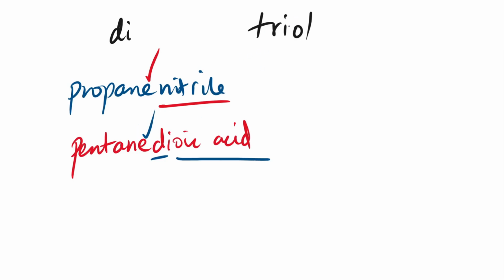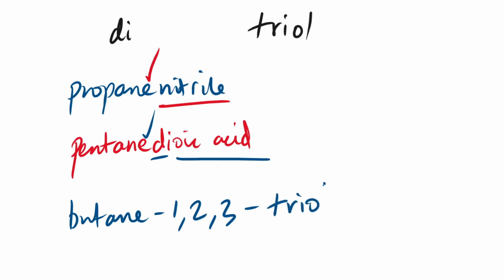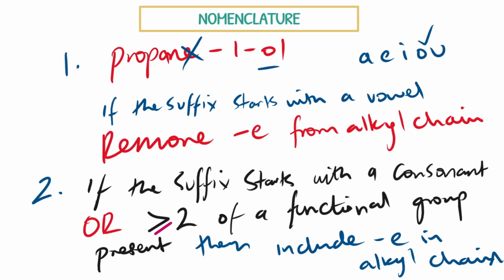Okay, so let's go for a try this time, okay? So let's look at butane. I'm going to put the position of the hydroxyl groups here. So 1, 2, 3 is just going to be my example. And then the end of the name, the suffix is going to be triol. Okay, 3 hydroxyl groups. So it's a triol present, so we keep the E. Okay, simple as that, guys. Do your best to remember these, and it should make naming molecules in the IUPAC system a hell of a lot easier for you.